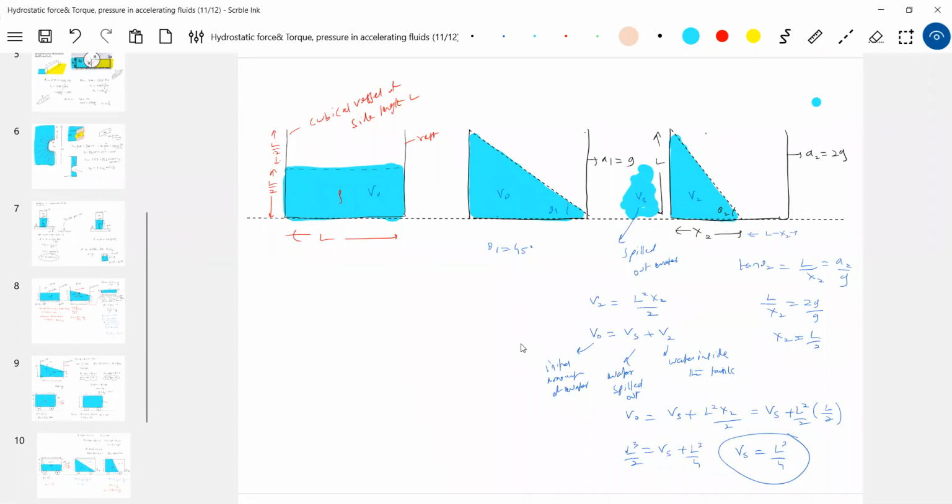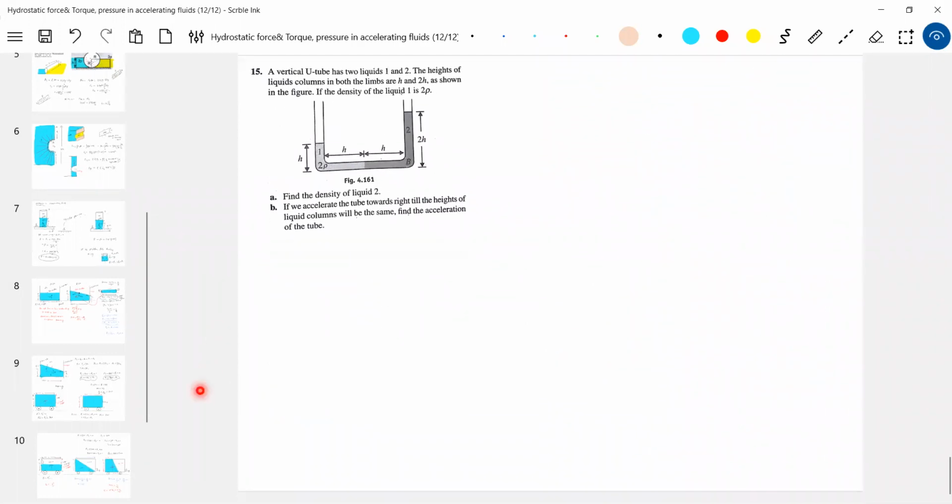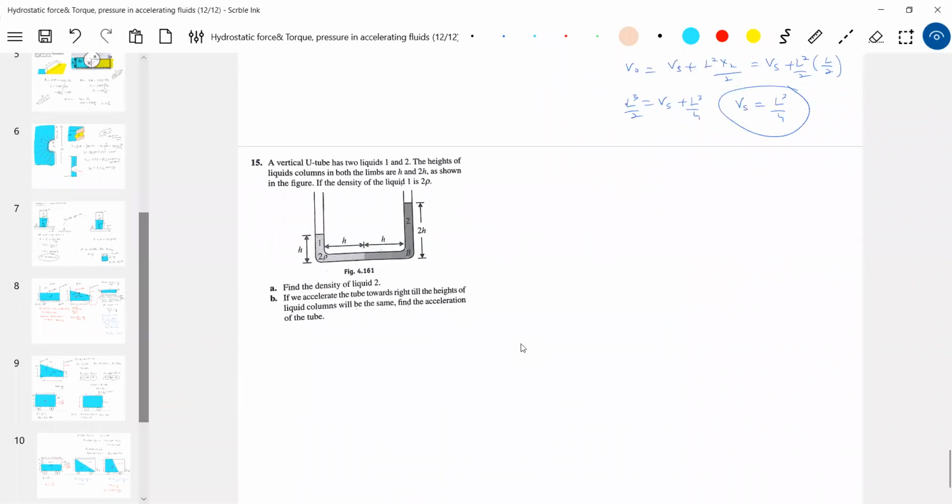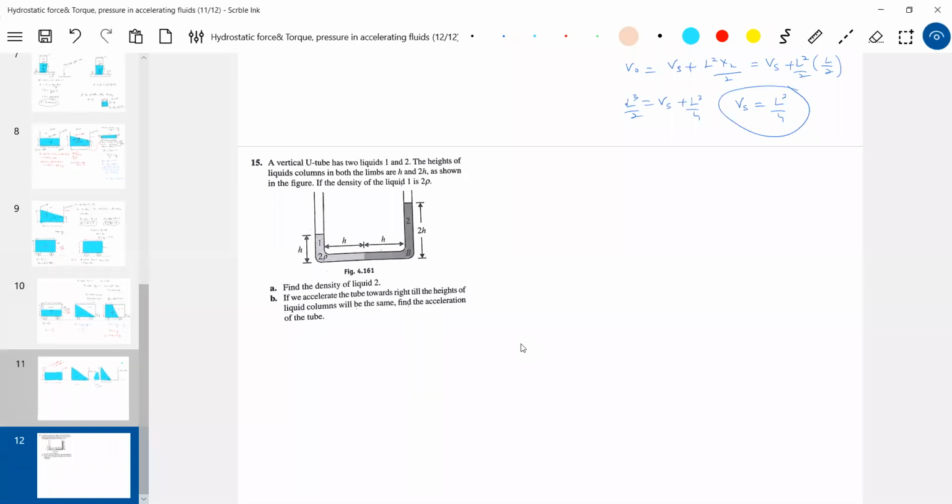So what is water spilled out? Water V2. Looking at all the symbols. Now, I think time is not there. Okay, we'll go for the next one, a more small one.